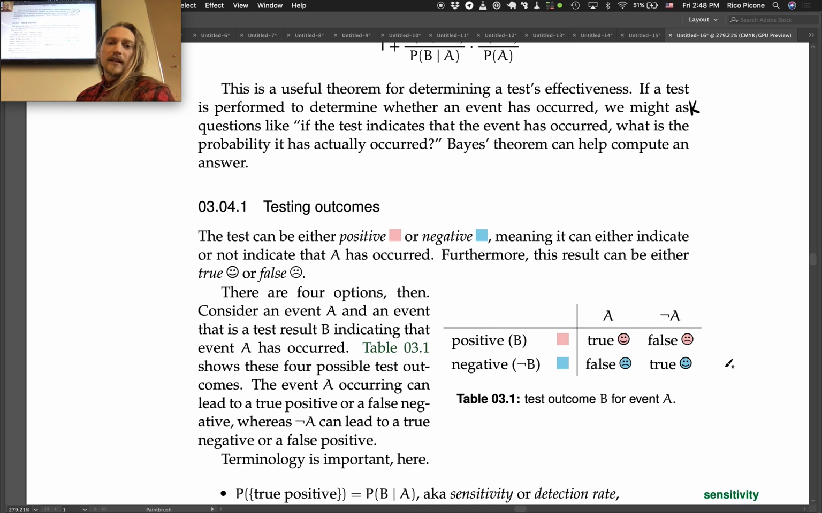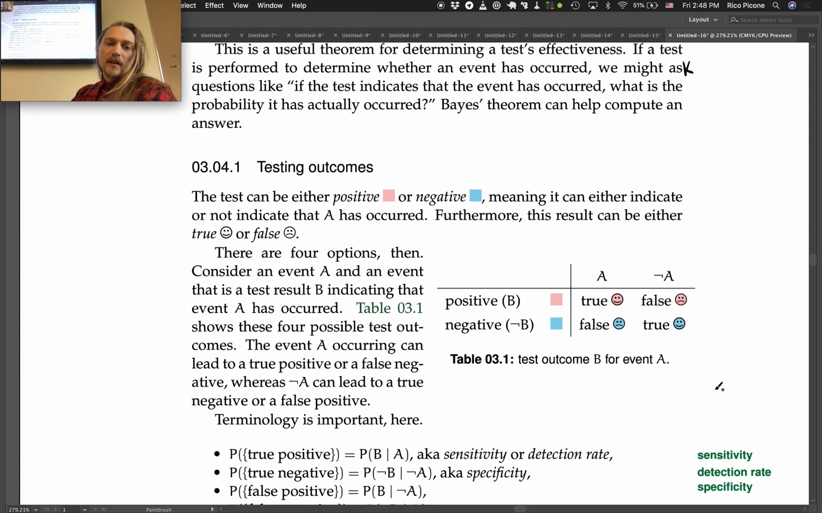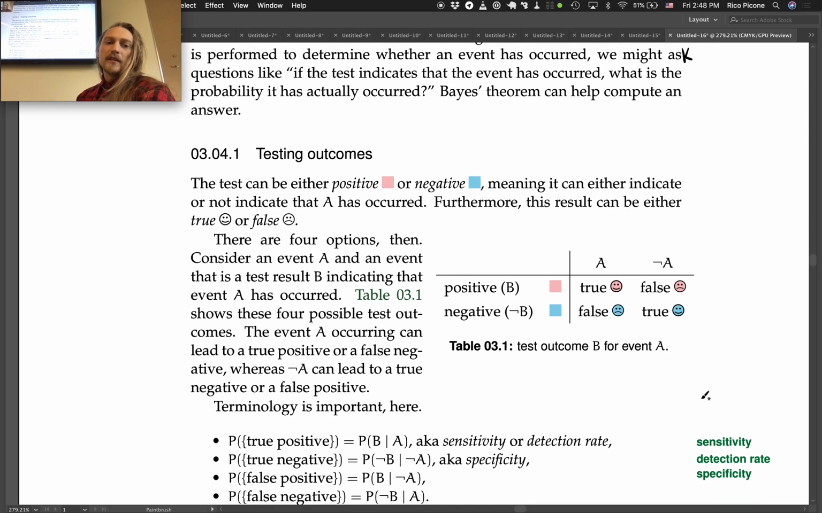Consider an event A and an event that is a test result B, indicating that event A has occurred. Table 3.1 shows these four possible test outcomes. Event A occurring can lead to a true positive or a false negative, whereas not A can lead to a true negative or a false positive.